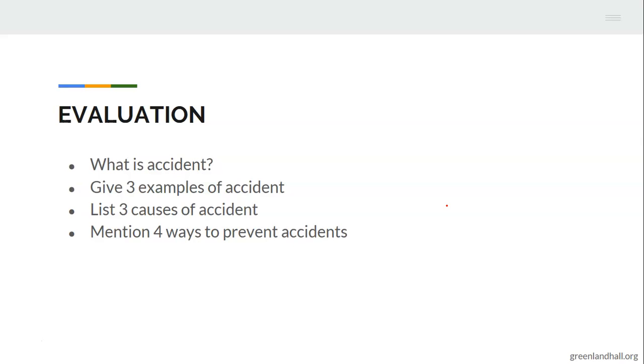Okay. All right. An accident is any mishap that can cause harm, damage, or even death. Very good. It can cause damage, harm, or death. Yes, that's an accident. So question number two says, give three examples of accidents. Okay, I'm listening. What are the three examples of accidents?